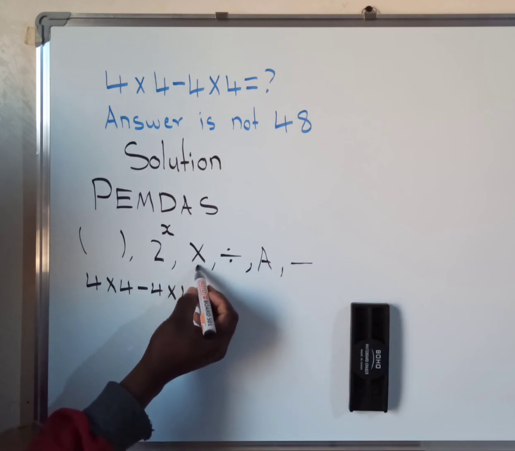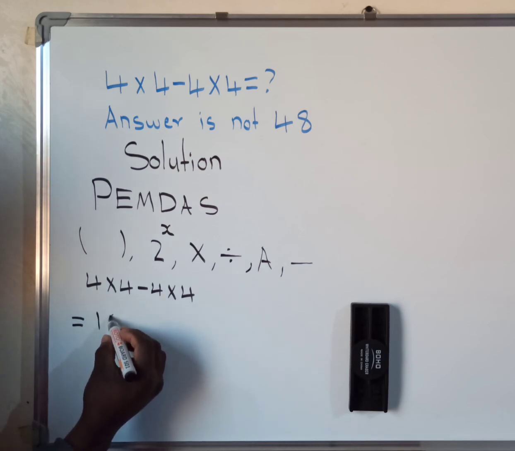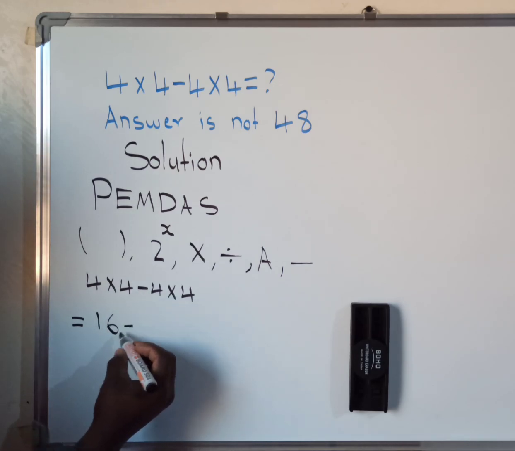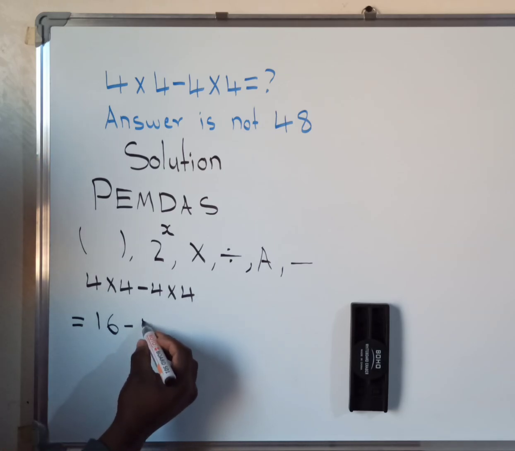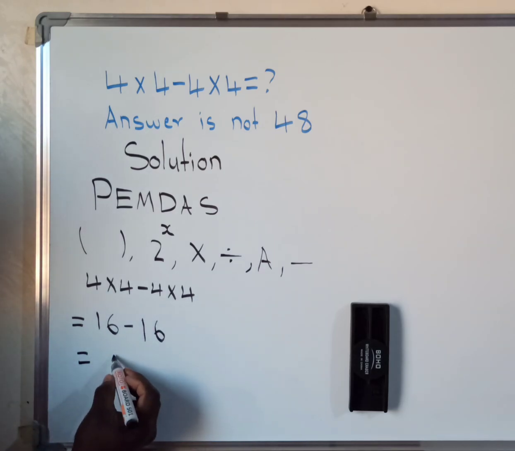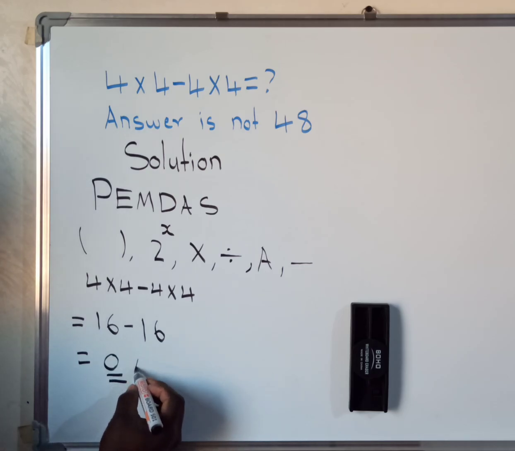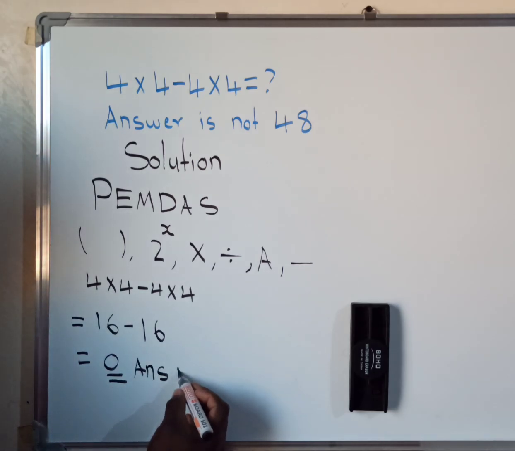So now we're going to deal with this only. So we have here 4 times 4, let's say equals 16, right? Therefore, we put minus as it is because of this rule. So we have 4 times 4 again, which is 16, right? Therefore, we have 16 minus 16, which is 0. And this is the answer we get when we use the rule PEMDAS. So this is the final answer.